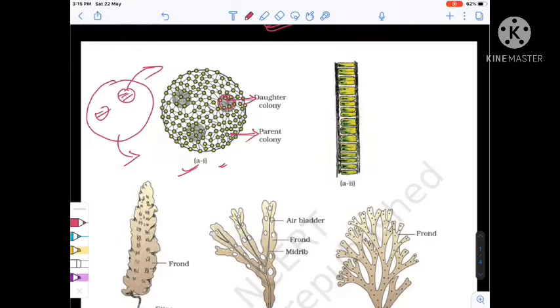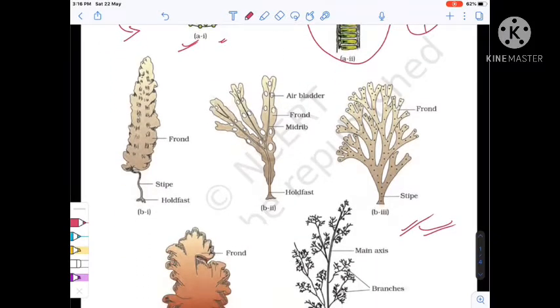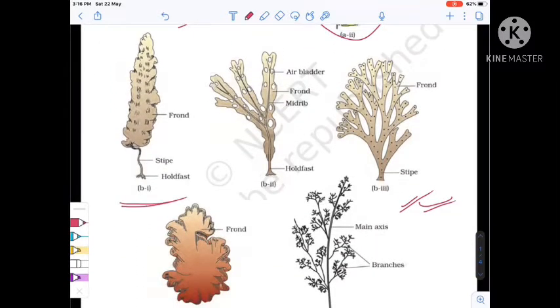Now this is an example of Ulothrix. Just remember the diagram. They may give four diagrams among these and ask the name of the alga, so remember the diagrams. Now these are examples of brown algae. This is the example of Laminaria.